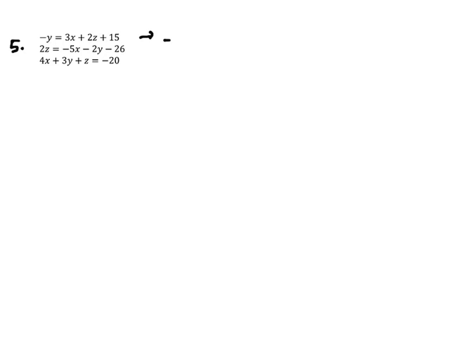The first equation, negative y equals 3x plus 2z plus 15. I have to get 3x and 2z to the other side, so that's going to make it negative 3x minus y minus 2z equals 15. So that's going to be my first equation.